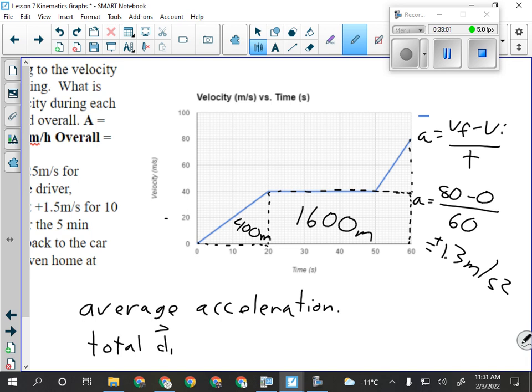And then I've got this little triangle here. The base of it is 10 seconds, and the height of it goes from 40 to 80, so its height is 40. So 10 times 40 is 400, divided by 2 is 200 meters. All right, so I've got 2,200 meters. That's my total displacement.